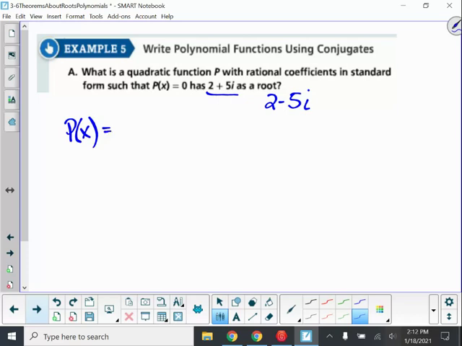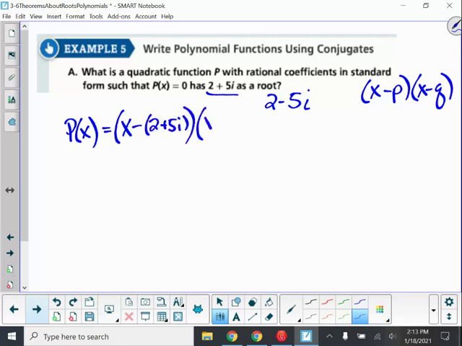So remember you had that x minus p, x minus q format. Now that p and q is different than the p and q that we just talked about. P and q are actually going to represent your roots. So you're going to have x minus (2 plus 5i), and then x minus (2 minus 5i). And I'm going to have to go through and multiply these together.